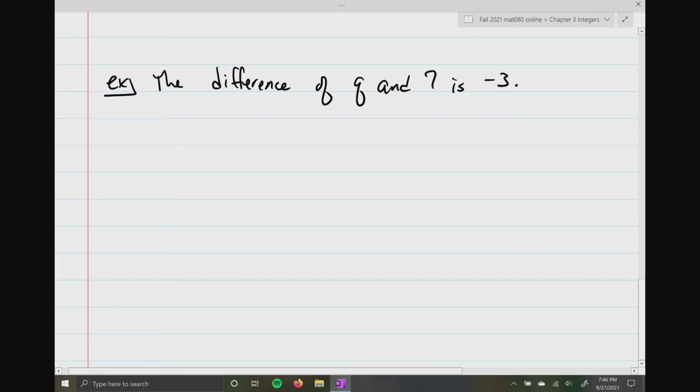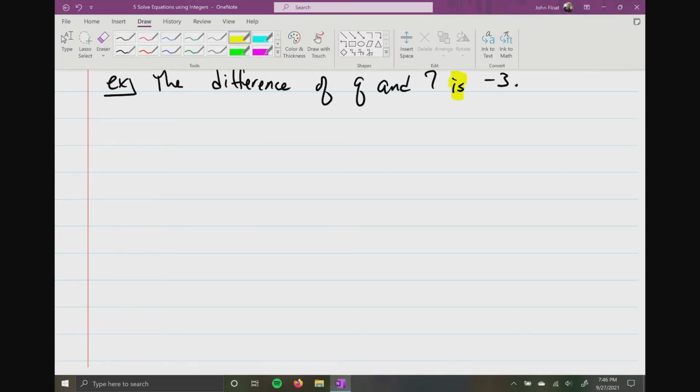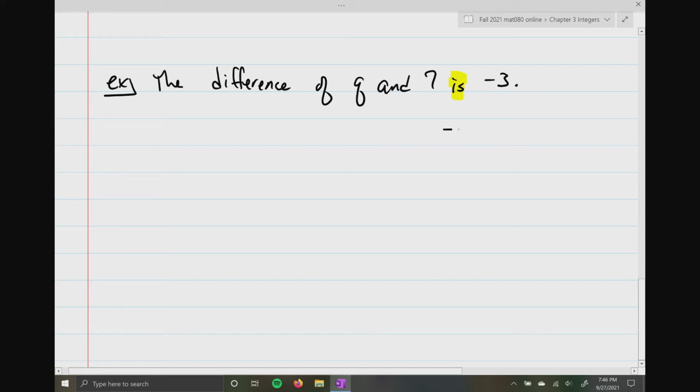So the first thing we're going to do is find the most important word. And that is going to be the word is. Because the word is tells me that's where my equal sign is. So anything to the right of the word is going to be the right side of the equation. And anything to the left is going to be the left-hand side. So the left-hand side is definitely more difficult. But if we just read it and we think about it, I think we can get it.